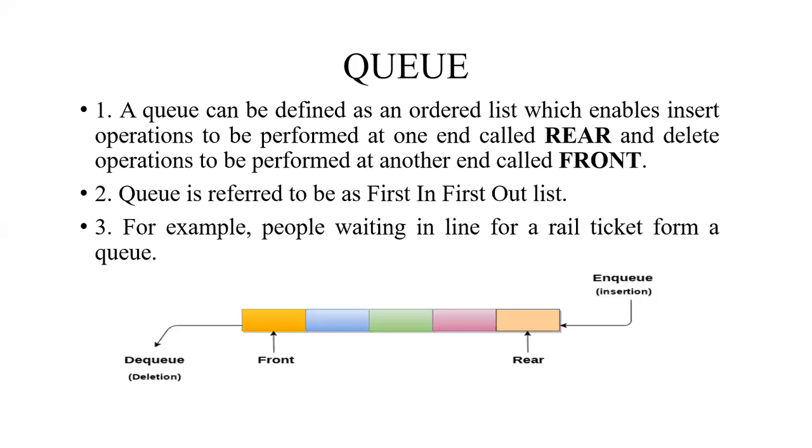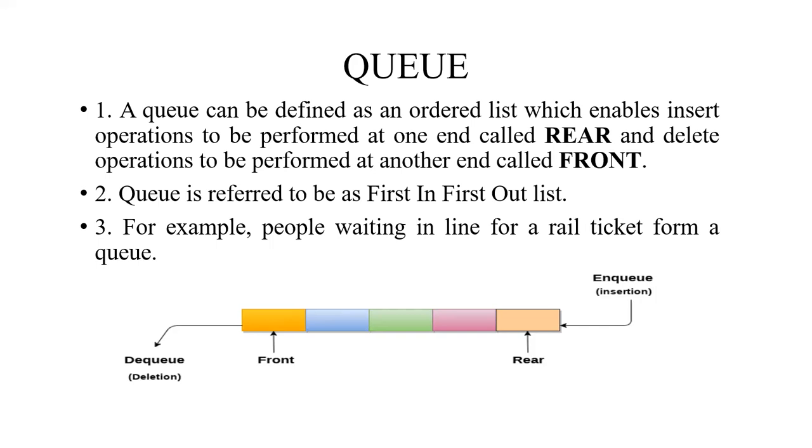For example, people waiting in a line for a rail ticket form a queue. So the person who stands first in the line will be served first, and the person who is standing last in the line will be served last. In the same way, the data which has been inserted first will be the first data to be deleted, and the data which has been inserted last will be the last data to come out of the queue.